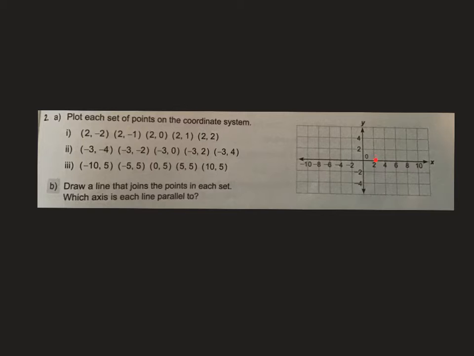And then part B will ask you to connect them with a line. And you're going to have to say which axis it is parallel to. So remember, parallel means it's like train tracks. So they run alongside each other. They never get any closer or farther apart. So if you're going straight up and down, it will be parallel to the y-axis. If you're going side to side, pretend I drew straight lines here, then it might be parallel to the x-axis.